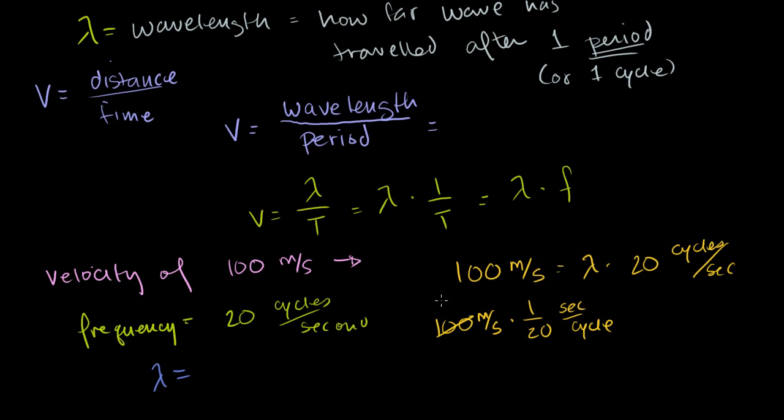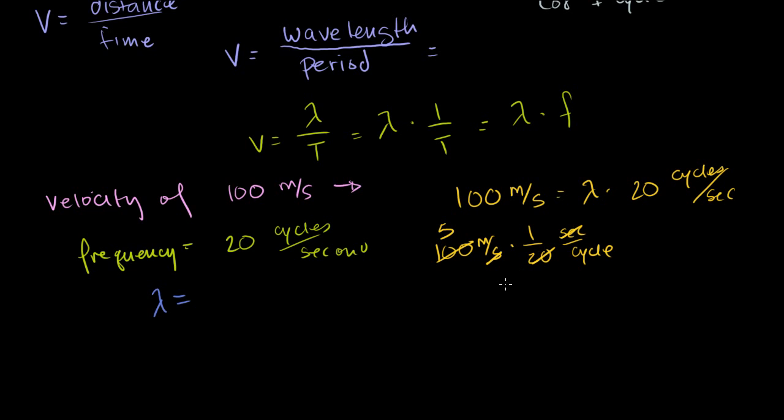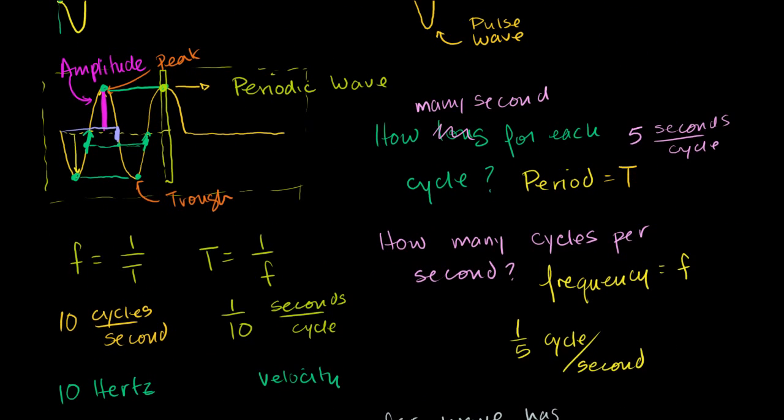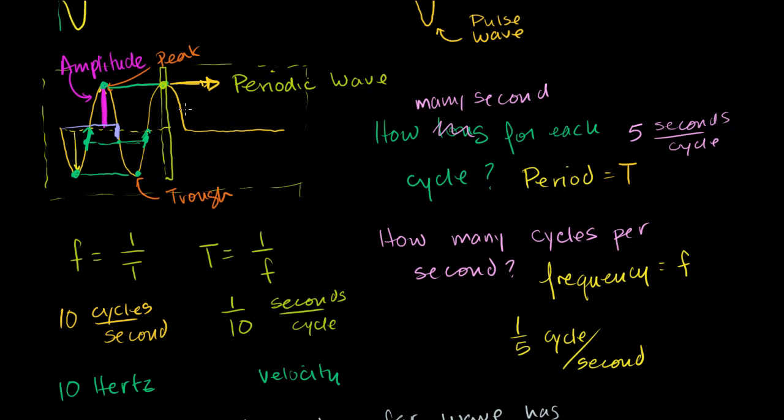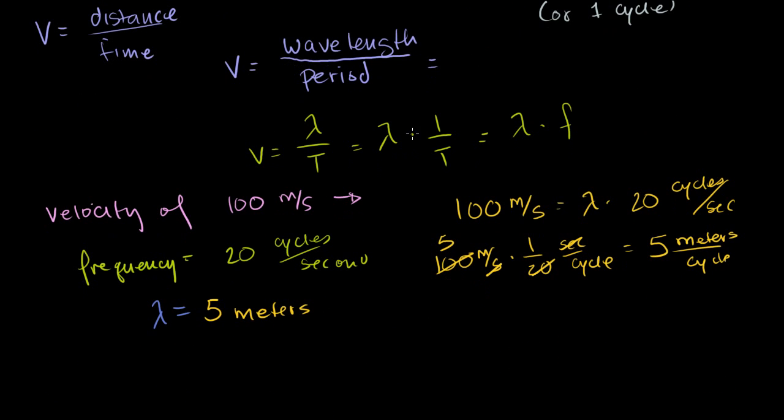And then this becomes a 5, this becomes a 1. So you get 5, and then the seconds cancel out. So you get 5 meters per cycle, which would be your wavelength in this situation. So it's 5 meters, or you could say 5 meters per cycle, but wavelength implies that you're talking about the distance per cycle. So if this is moving to the right at 100 meters per second, and I see this moving up and down 20 times in a second, then this distance right here must be 5 meters. Likewise, we can figure out the period very easily.